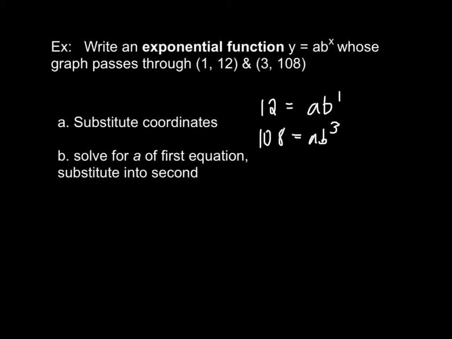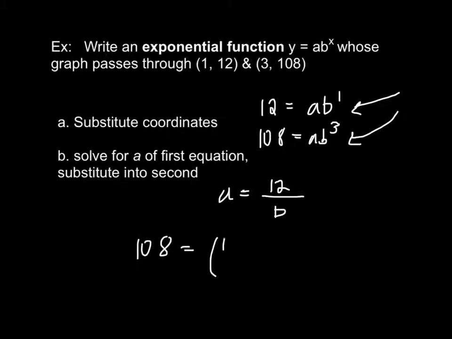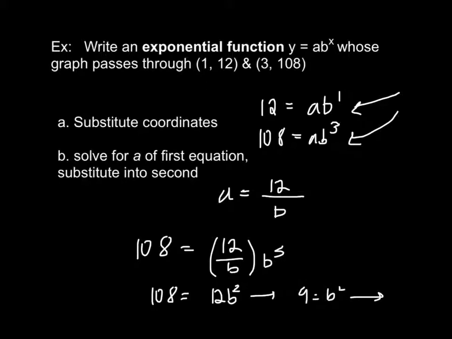Next, we're going to solve for a of our first equation and substitute it into our second equation. So when we solve for a, we get a equals 12 over b. Plug this into our second equation. We have 12 over b times b to the third. This is just 108 equals 12b squared, which is 9 equals b squared, which is 3.